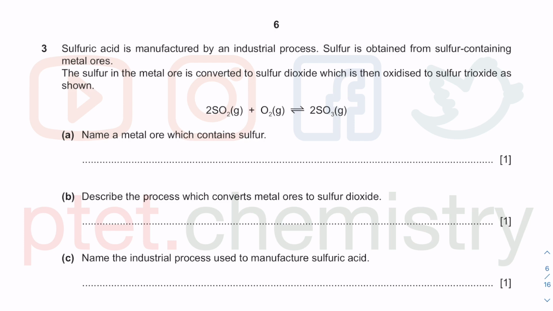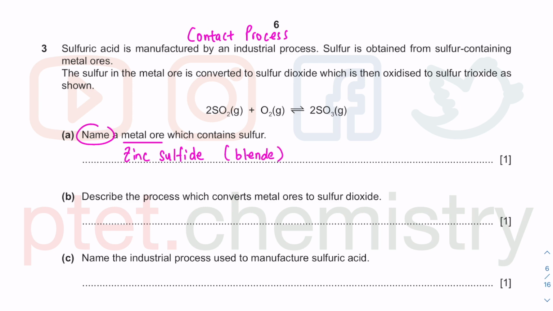This question number 3, we have sulfuric acid manufacture. This is part of a process called the contact process. So name a metal ore. So you need to name a metal ore. So this is zinc sulfide. So zinc sulfide there is actually what you call, I forgot what it's called already. I think it's blende, B-L-E-N-D-E.